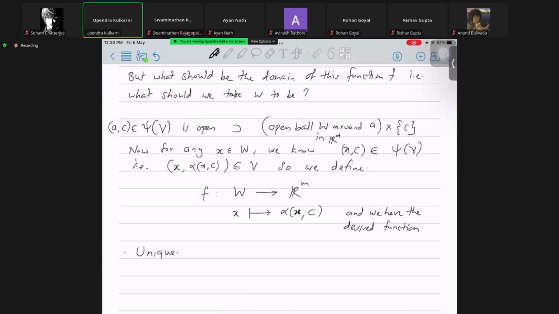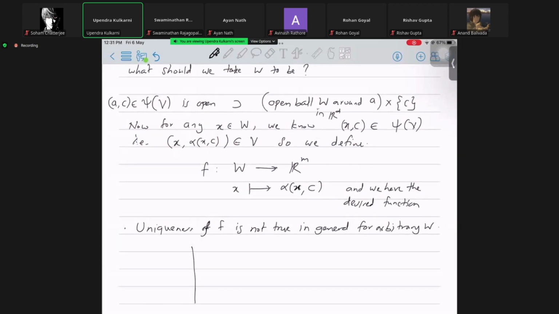How about uniqueness of f? And you see, the uniqueness of f is actually not true in general, or arbitrary. An example of this is not really difficult to see. So let's look at this case.